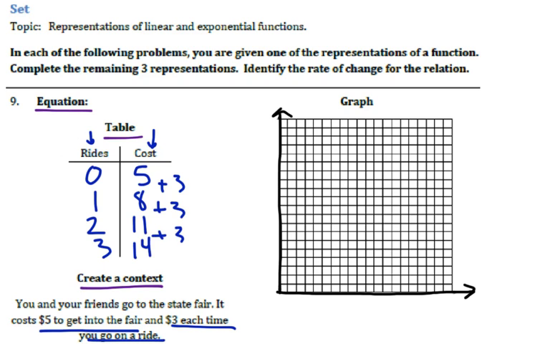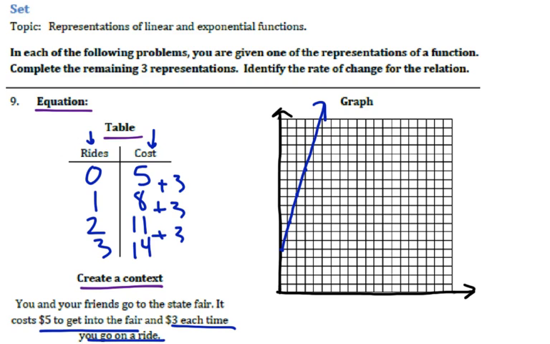So 0, 5, 1, 8, so up 3 more, 2, 11, 3, 14, oops, wrong one, and so on. And then you could draw your graph.